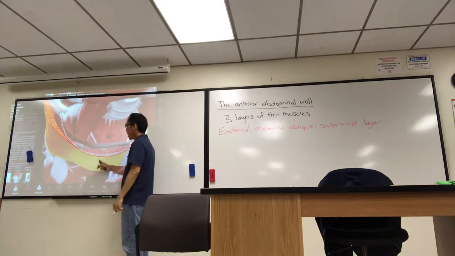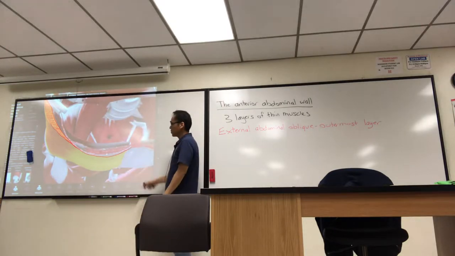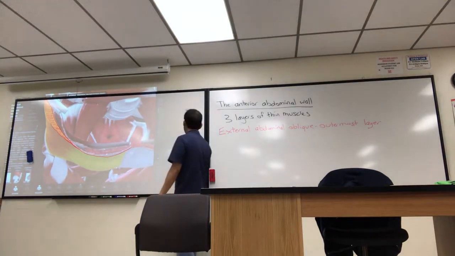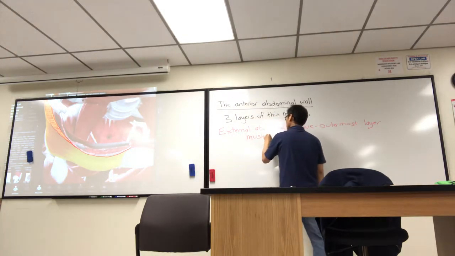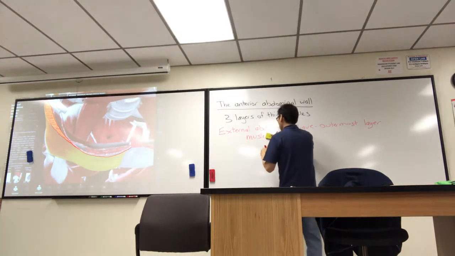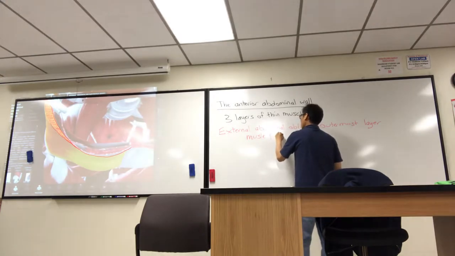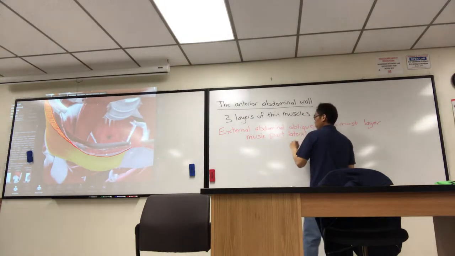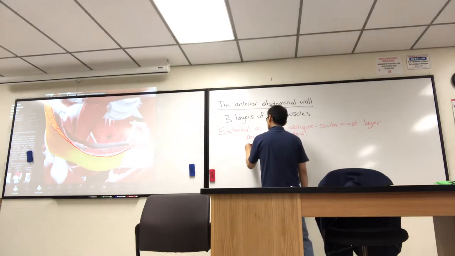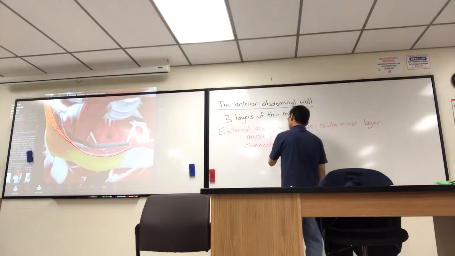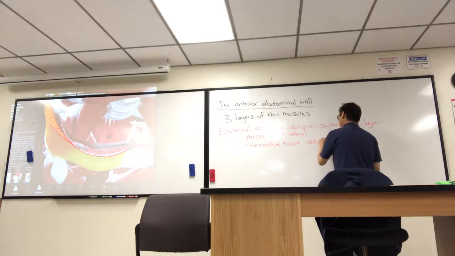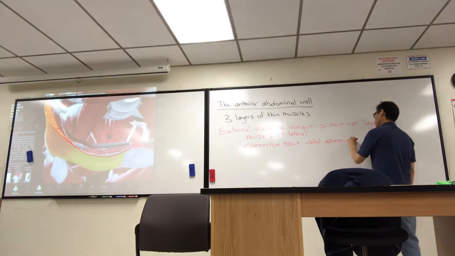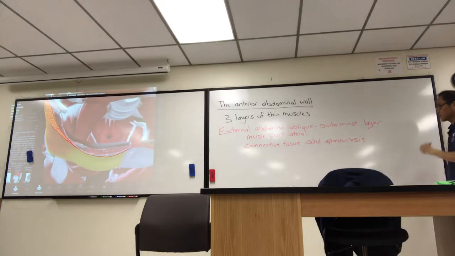And medially, it's not muscle. It's a whitish colored connective tissue called the aponeurosis. So I'm just writing muscle parts more lateral. And the medial part is connective tissue called aponeurosis. It's connective tissue.